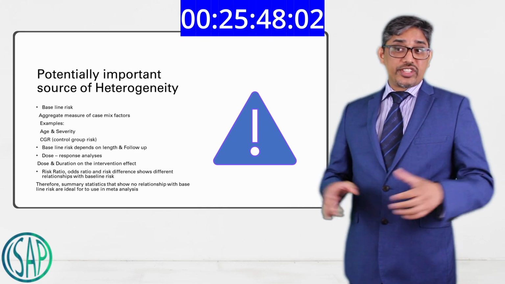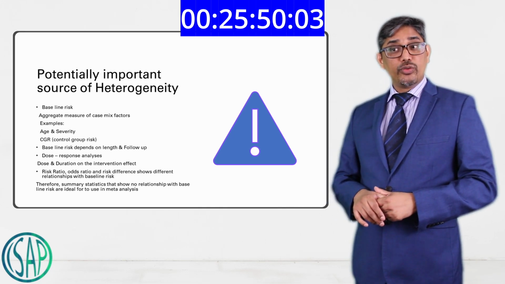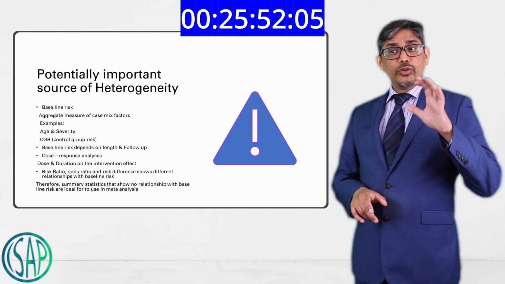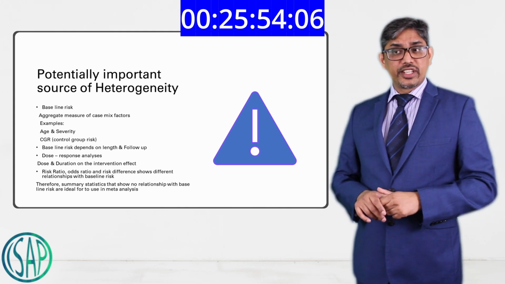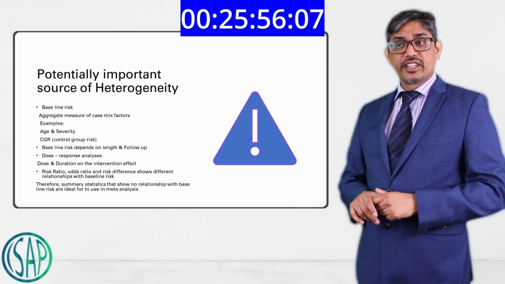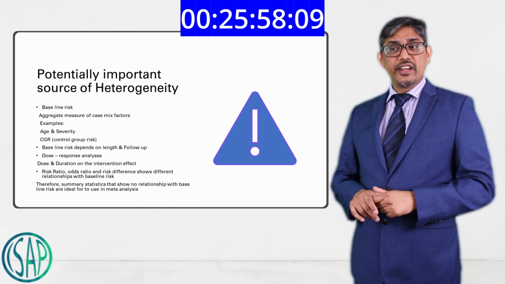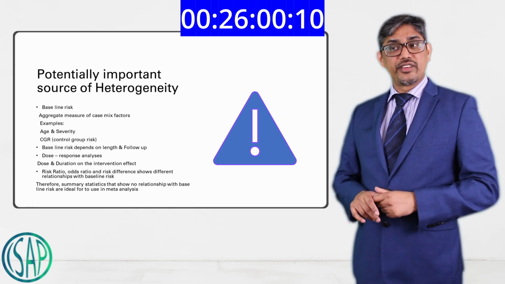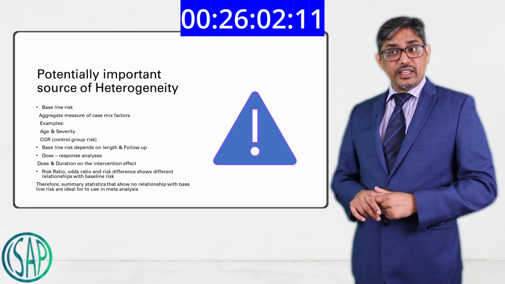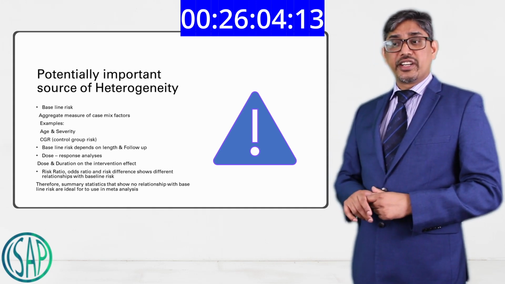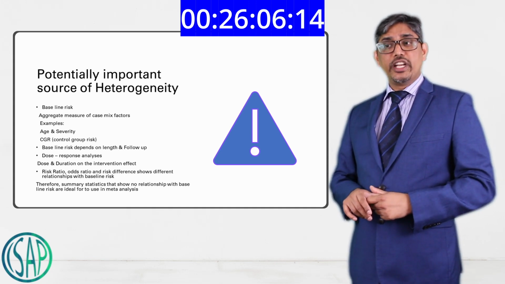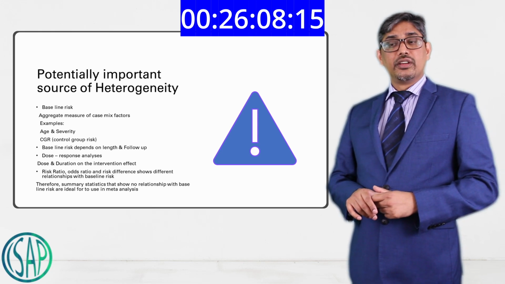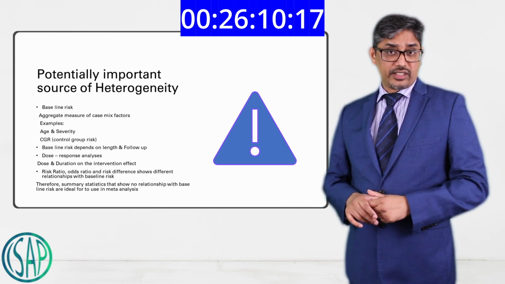Finally, to conclude the session, I would like to say, when you want to do summary statistics, you should always try to do summary statistics with characteristics that do not inherit or contribute to baseline risk. So in a meta-analysis, ideally, we need summary statistics that show no relationship with baseline risk. These are ideal for meta-analysis.